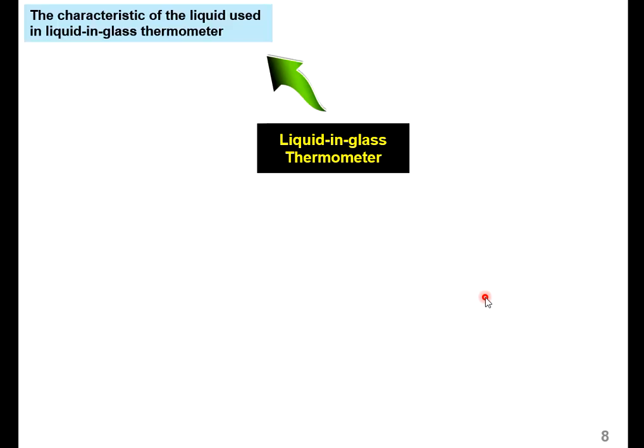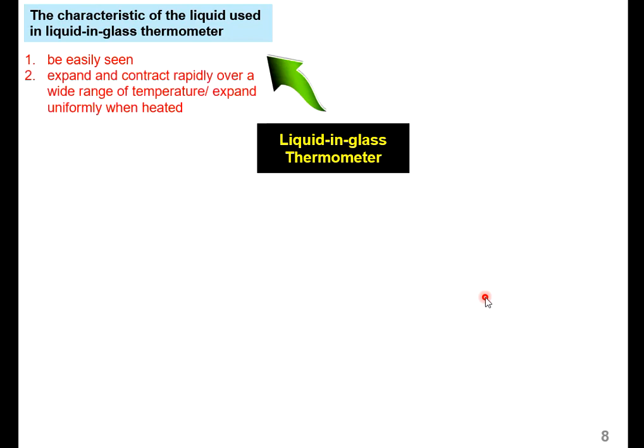Okay, next, we are done with thermal equilibrium. We are now going into the liquid in glass thermometer. First, characteristics of the liquid used in the liquid in glass thermometer. Because the thermometer is glass and very, very thin, the liquid used must be easily seen. It expands and contracts rapidly over a wide range of temperature and expands uniformly when heated. It does not stick to the glass wall of the capillary tube.